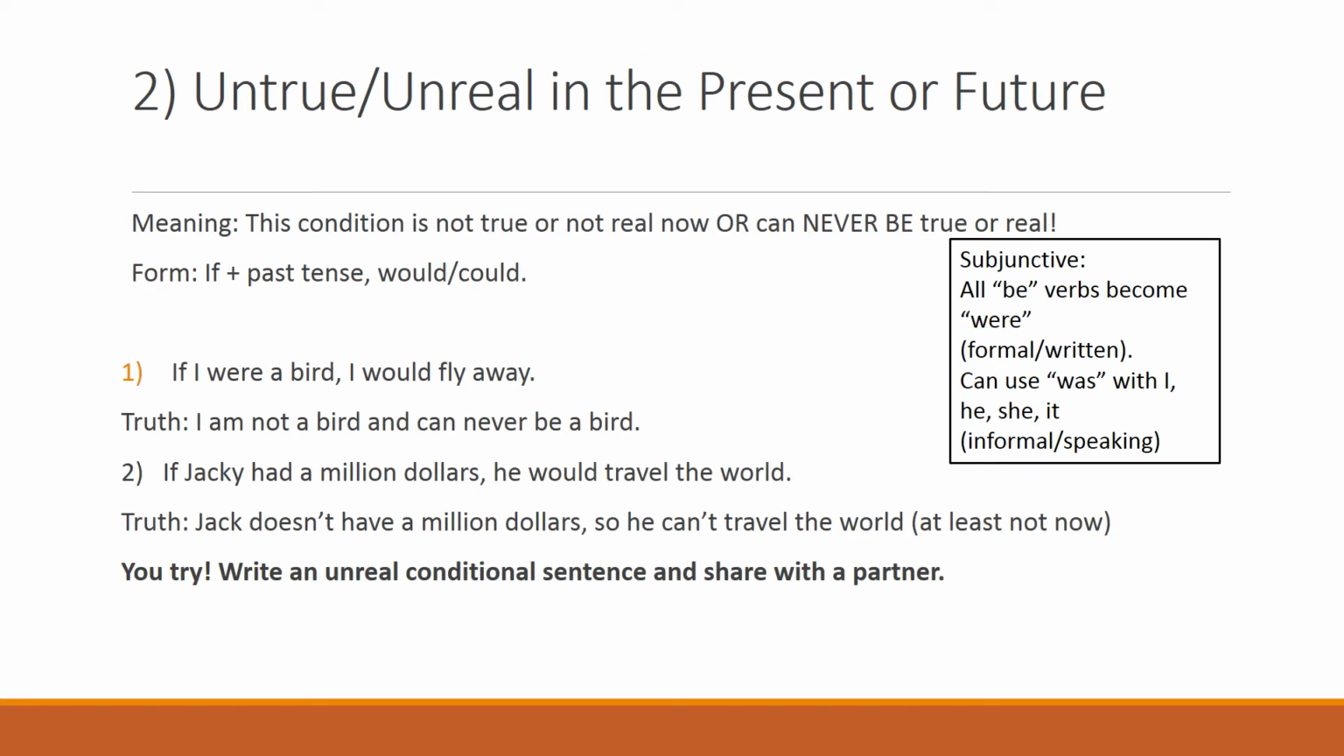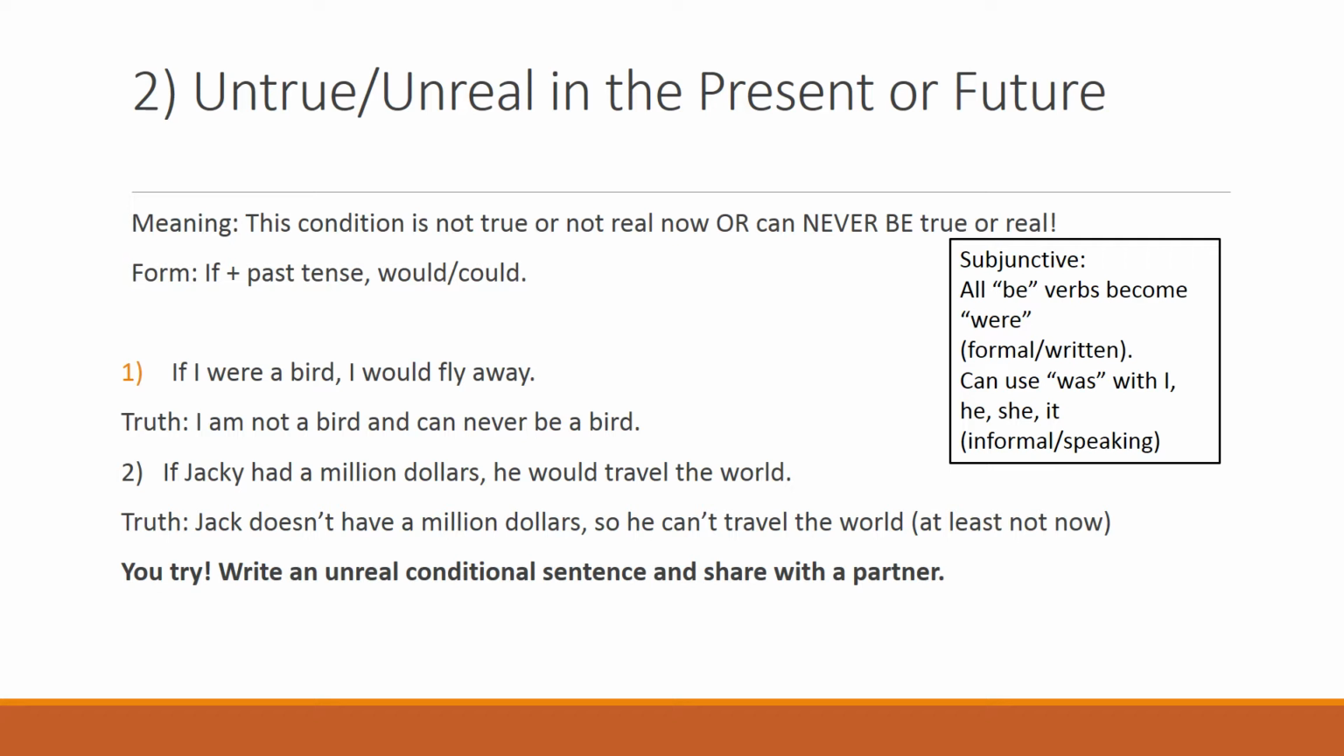Now moving on to untrue and unreal in the present or future. Every time you hear the words untrue and unreal, I want you to think about a dream world or a fantasy, because just like the title suggests, it cannot be true. This condition is not true or not real now, or it can never be true or real. The form that we use is if plus the past tense in the if clause, and in the result clause we can use would or could with the base form.